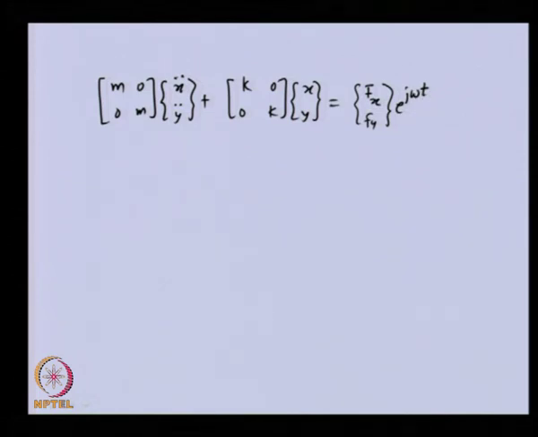Now, we can solve this. I am writing the expanded form. If we assume the solution in this form, where x and y are complex displacements, we can write the equation of motion with this assumed solution of this form.